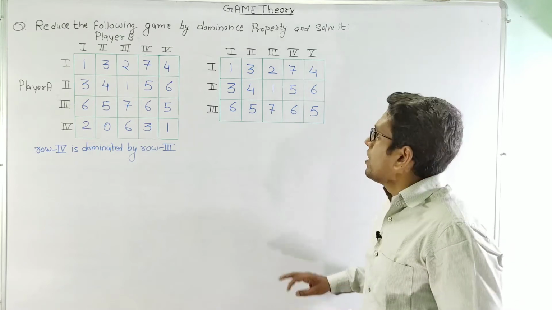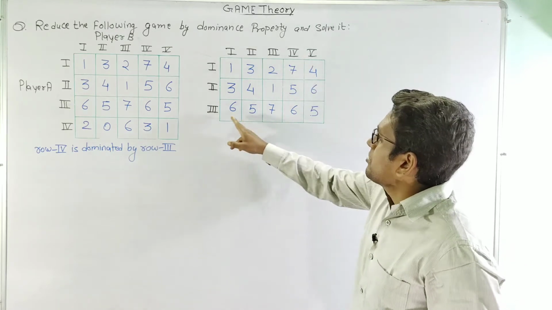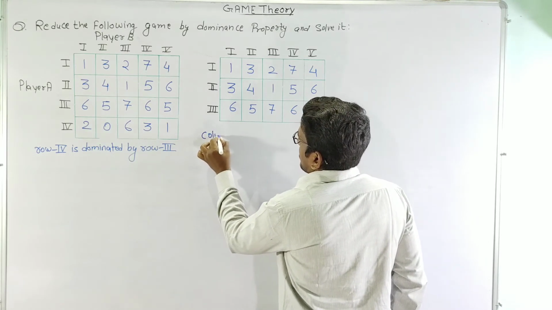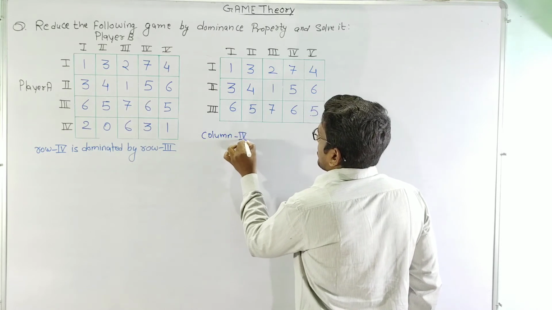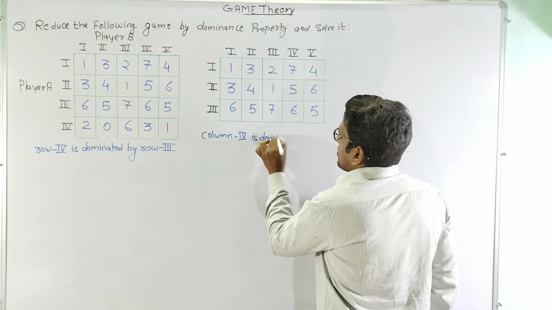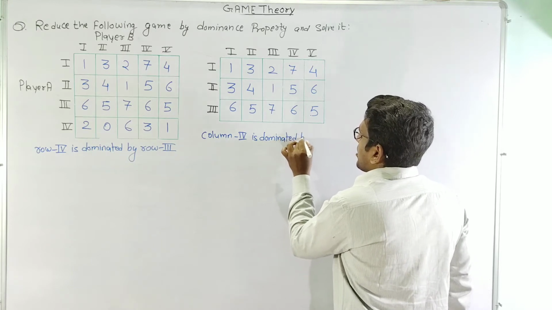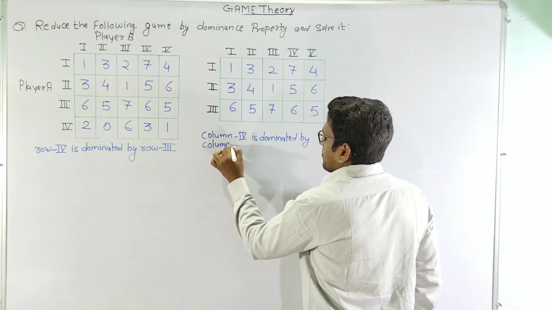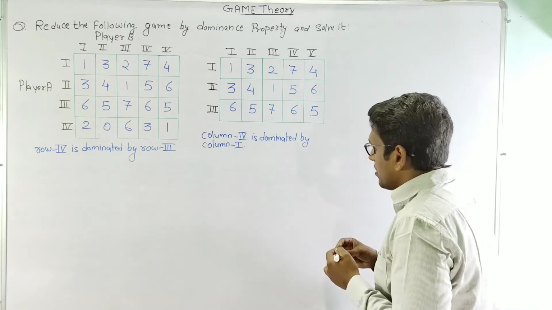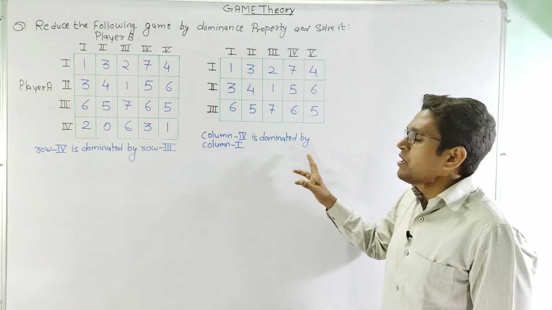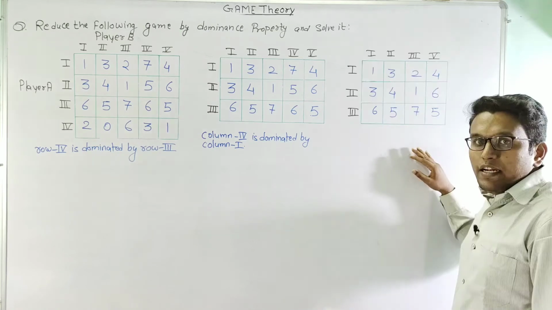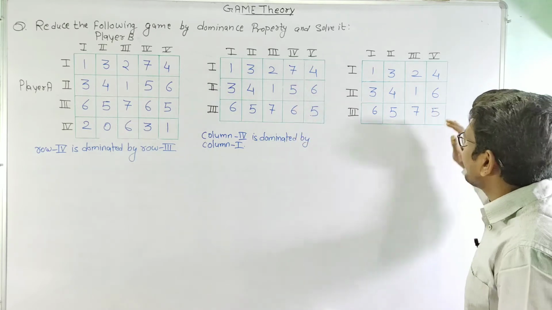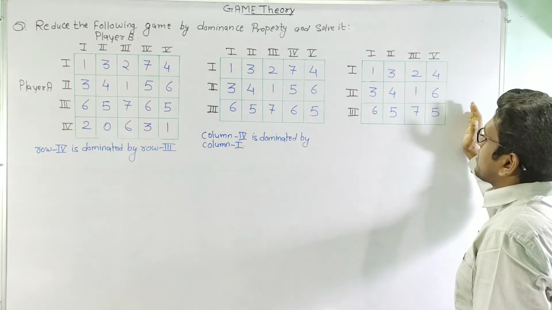So once we know that column 4 is dominated by column 1, let us write it here that column 4 is dominated by column 1. Now we need to eliminate column 4 here. So let us eliminate column 4, and this is our revised payoff matrix after eliminating column 4. Now let us again compare columns and rows for domination.